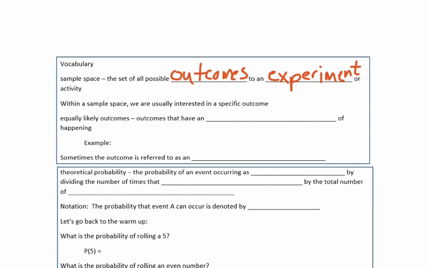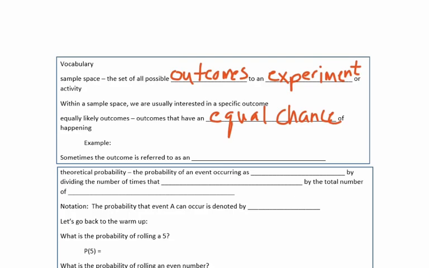Now, within a sample space, we are usually interested in a specific outcome. Equally likely outcomes are outcomes that have an equal chance of happening. A little bit of a circular definition there. We're just clarifying what we mean. A circular definition is when you actually use the terminology to define the vocabulary you're trying to define. So you use the word in it: equally likely, and then we use equal chance within the definition.